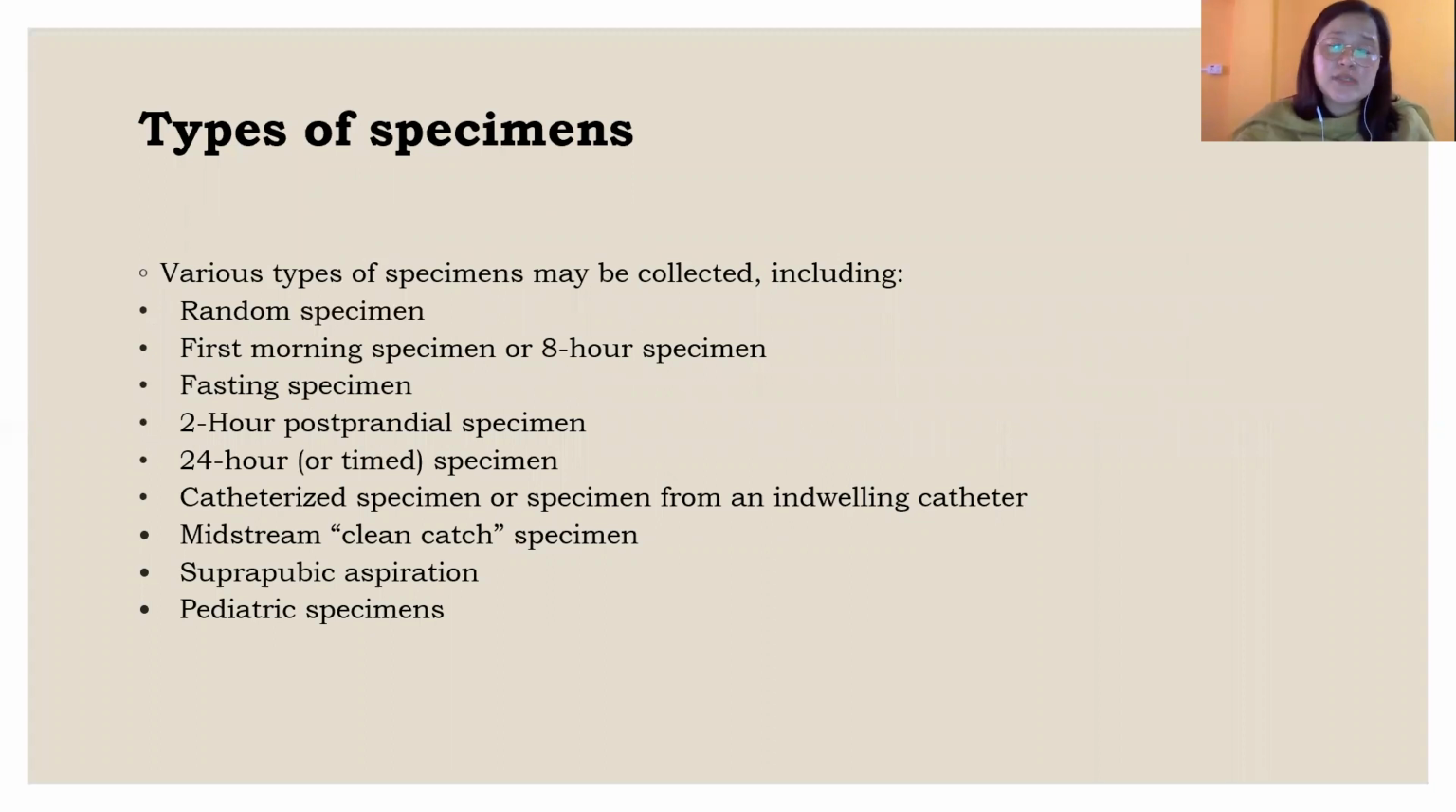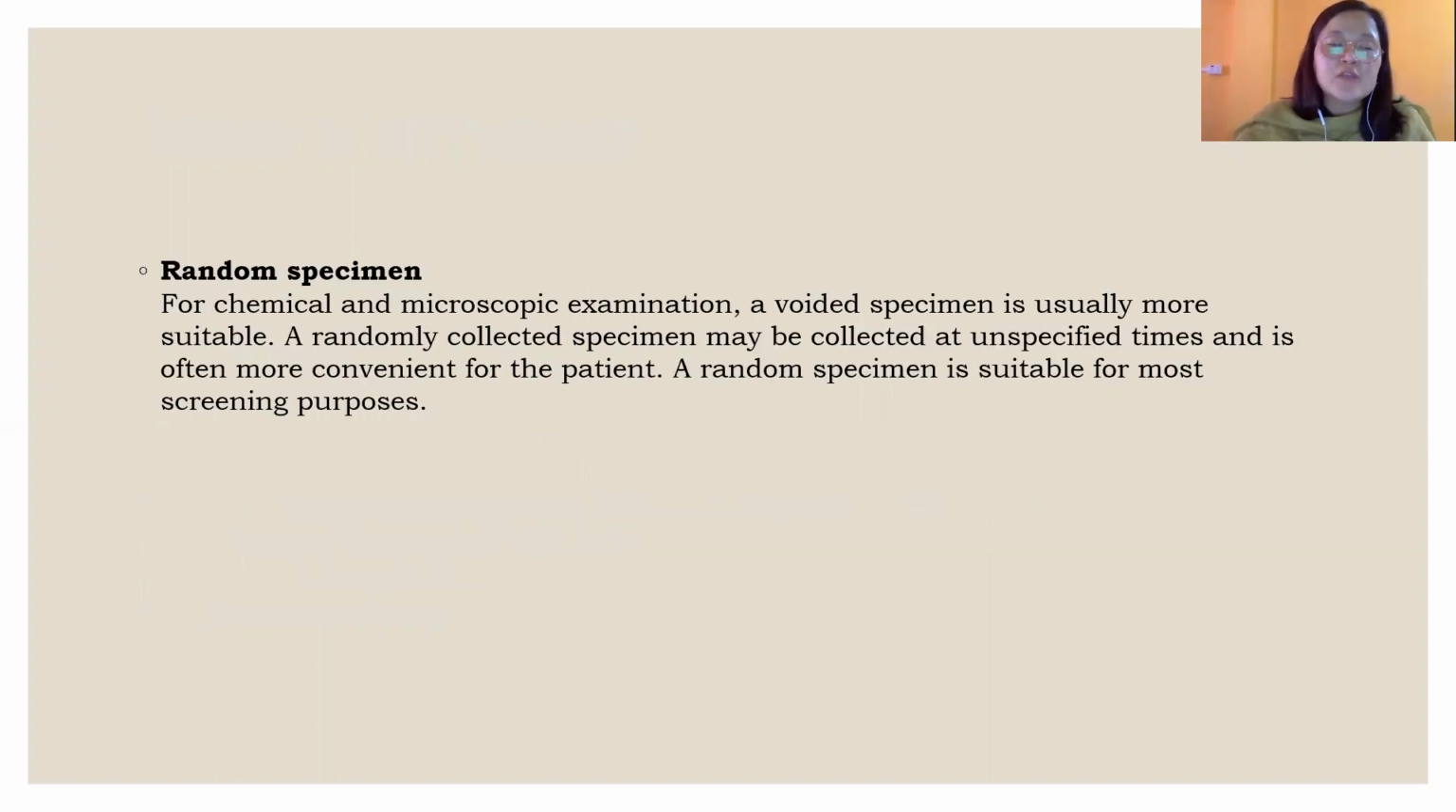There are different types of specimen. The most common one is the random specimen, followed by morning specimen, fasting specimen, 2-hour postprandial specimen, 24-hour specimen, catheterized specimen, midstream clean catch specimen, suprapubic aspiration, and pediatric specimen. Random specimens are collected anytime, anywhere, depending upon the convenience of the patient. They are mainly used for chemical and microscopic examinations, and are the most suitable specimen especially for screening procedures.